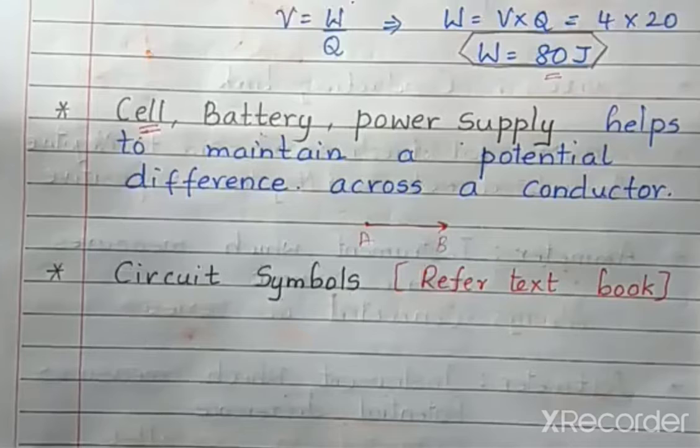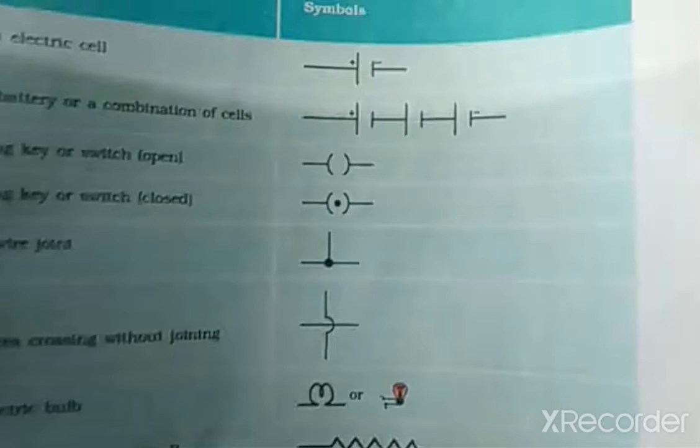Cell, battery, power supply help to maintain the potential difference across the conductor. And circuit symbols are very important. Refer to the textbook. Open the textbook. There are circuit diagrams in the electricity chapter. You have to revise them because he can ask a one mark question from this.